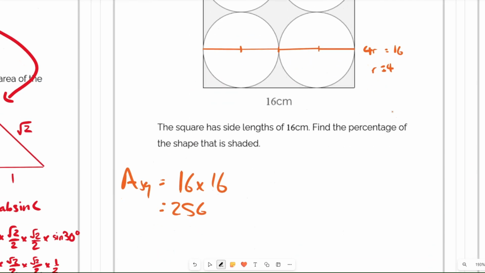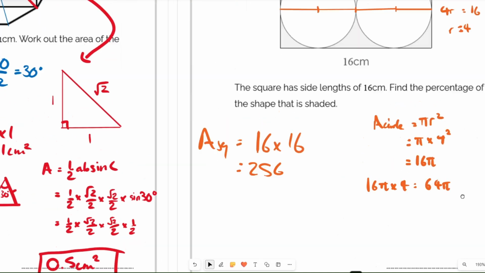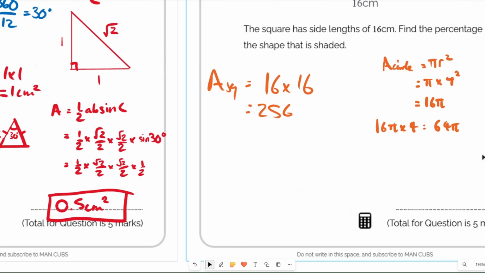So let's work out the area of one of these circles. So area of a circle equals pi r squared. And what is our radius? 4. And then we square that. So our area is 16 pi. So now we want to multiply that by 4, because we've got 4 circles, so we've got 16 pi times 4, which is 64 pi. And literally all we've got to do is find the difference now. I think this question should be a little bit less than 5 marks.